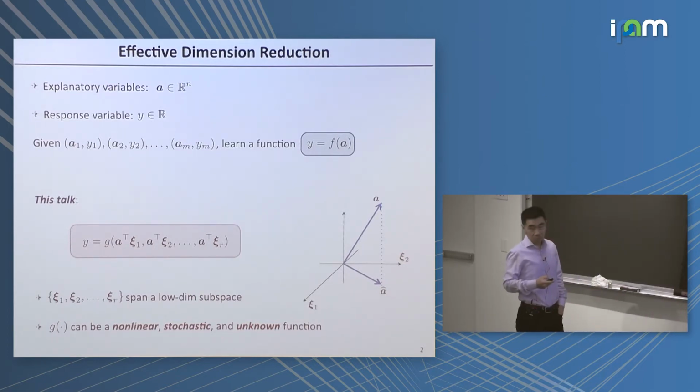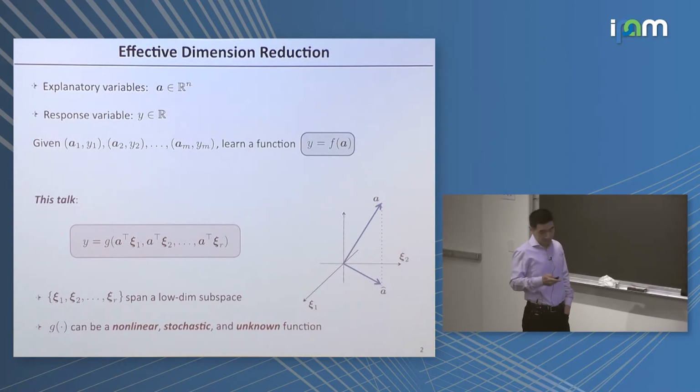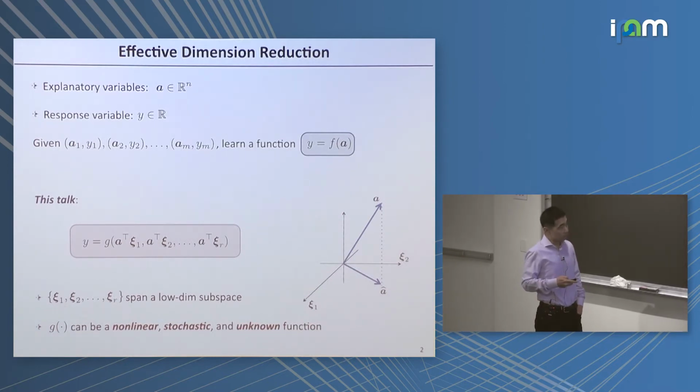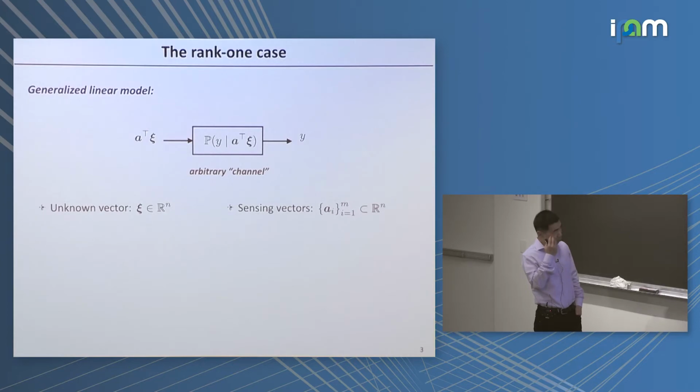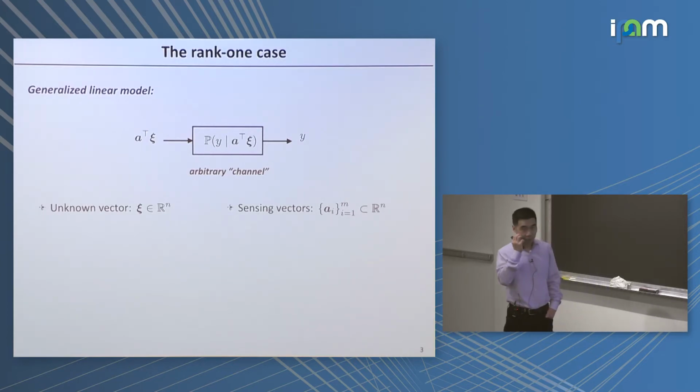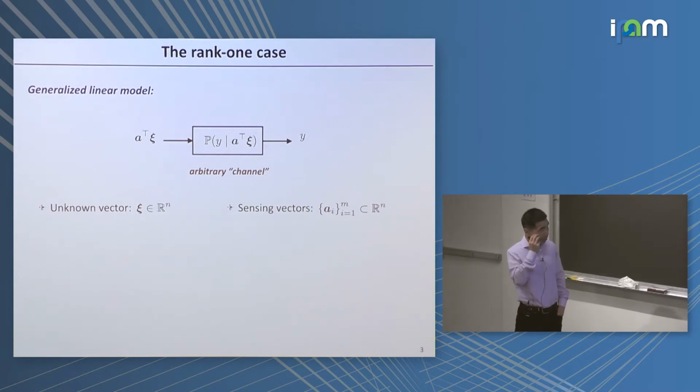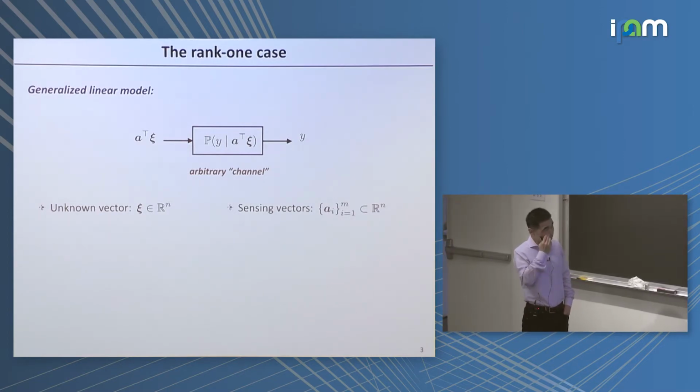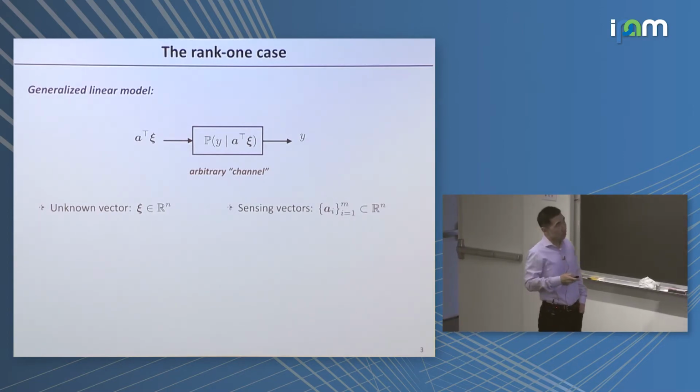Of course, this model is very general, so it is helpful to consider a few concrete examples. The first example is a rank 1 case. This is, of course, the classical generalized linear model that Lenka and a few others also spoke about in their talks. And here, learning this rank 1 subspace is equivalent to learning this unknown vector psi.